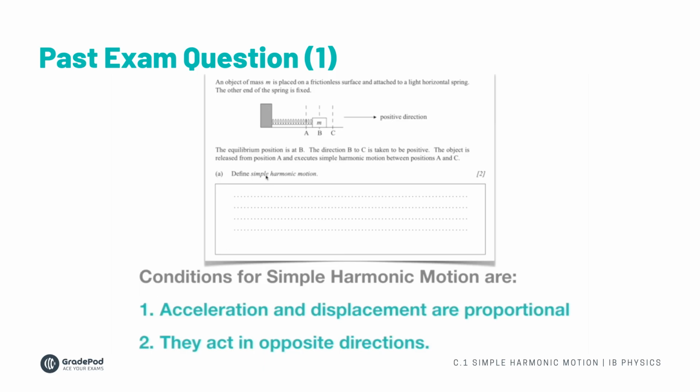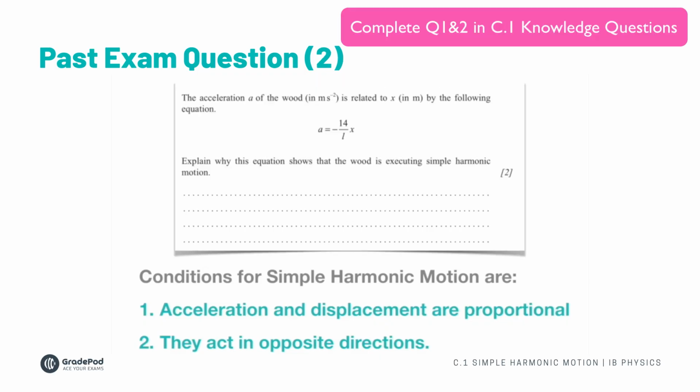Define simple harmonic motion. Simple harmonic motion is defined as an object undergoing the conditions for simple harmonic motion when oscillating. These conditions are that the acceleration and displacement are proportional, and they act in opposite directions. 2 marks. Let's have a look at another question.